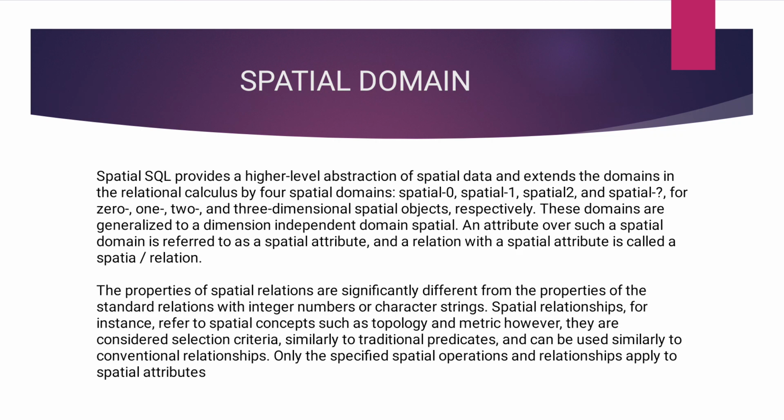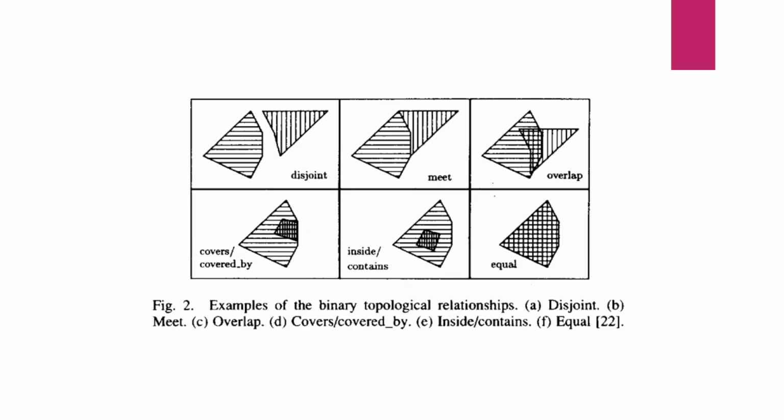An attribute over such a spatial domain is referred to as a spatial attribute, and a relation with a spatial attribute is called a spatial relation. Only the specified spatial operations and relationships apply to the spatial attributes. The figure shows examples of the binary topological relationships: first describes disjoint, second describes meet, third describes overlap, fourth describes covers or covered by, sixth describes inside or contains, and seventh describes equal.